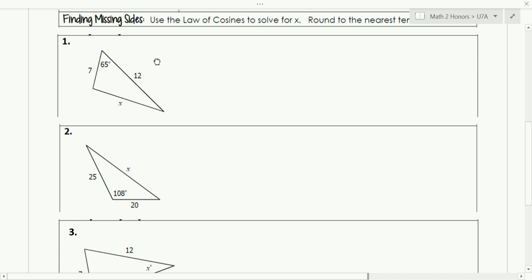Well, you try it out. You say, well, the sine of 65 over x equals, and then you're stuck because you don't know any other angles here, right? All right, so law of sines doesn't work. Then you try law of cosines.